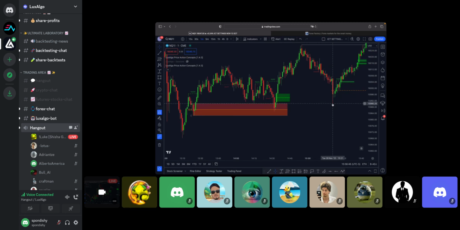Price comes back to it. Boom. Now this becomes an order block. Why is it? Because it has a fair value gap. So this is an order block. The lowest red candle is called the order block. And there's an FVG.